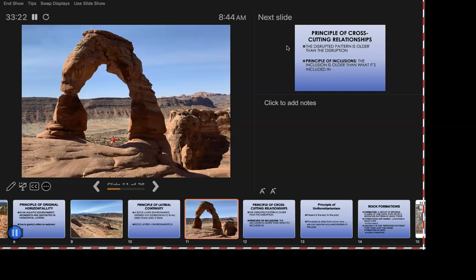So lateral continuity: an environment extends out in all directions until it doesn't, at which point there should be another type of rock.